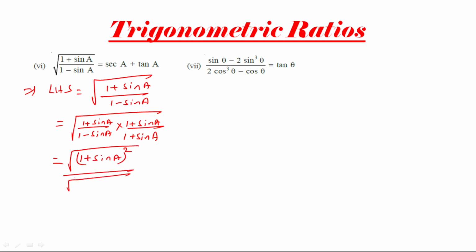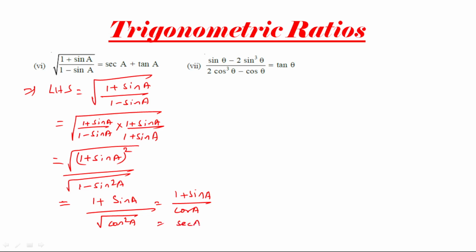divided by whole root of (1 minus sine A) into (1 plus sine A), it is 1 minus sine square A, and can be written as 1 plus sine A after coming out from the square root, and 1 minus sine square A, we are already aware that it is cos square A. Okay, it is cos square A, so which can also be written as (1 plus sine A) by cos A. So 1 by cos A is secant A plus sine A by cos A is tan A, and it is equal to RHS.